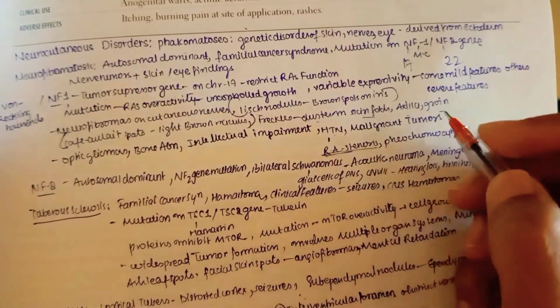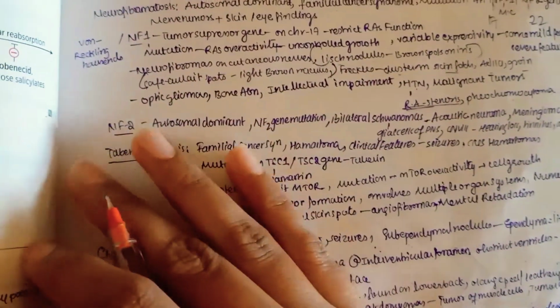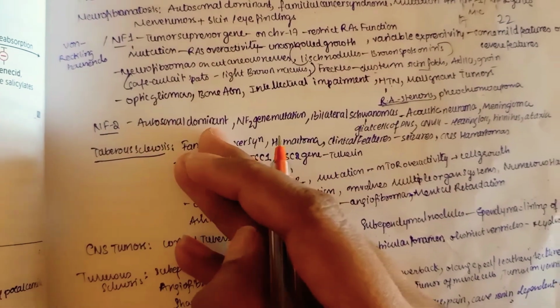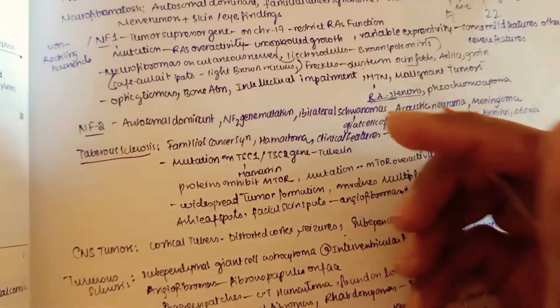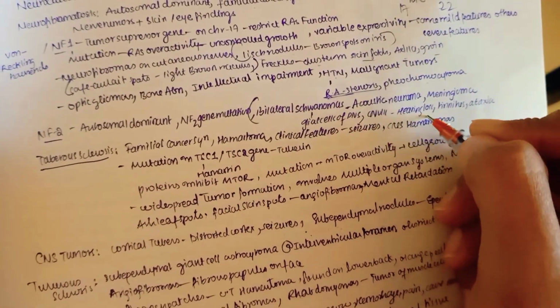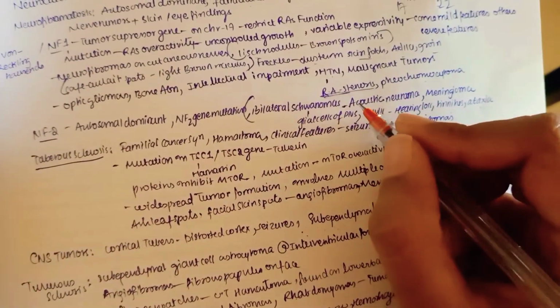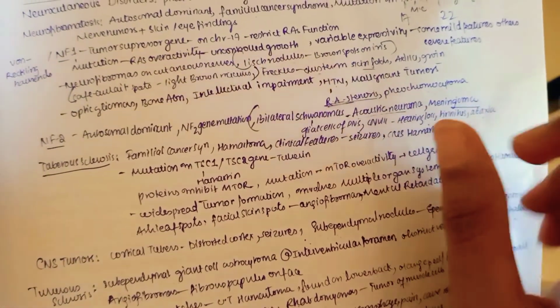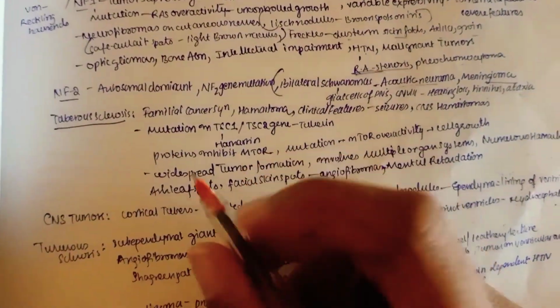Next, coming to optic gliomas, bone abnormalities, intellectual impairment, hypertension, malignant tumors. There's renal artery stenosis, pheochromocytoma. Next, coming to neurofibromatosis 2: autosomal dominant, NF2 gene mutation, bilateral schwannoma, glial cell of the PNS, cranial nerve 8, hearing loss, tinnitus, ataxia, acoustic neuroma, meningioma. So this is characteristic for NF2.